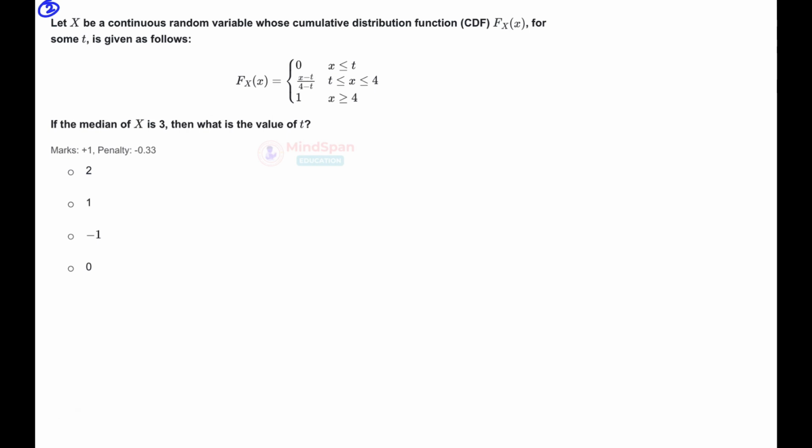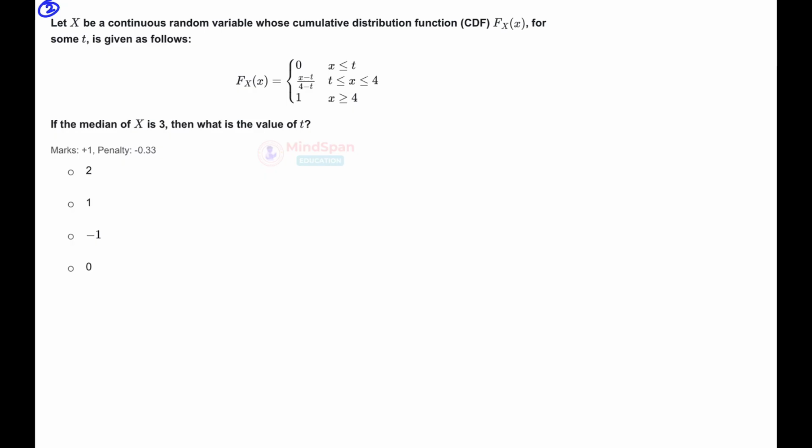Okay, let's look at this question number 2. Let x be a continuous random variable whose cumulative distribution function for some t is given as follows. If the median of x is 3, what is the value of t? So this is the cumulative distribution function that we have been given, and the median of this random variable x is 3, then what is the value of t?